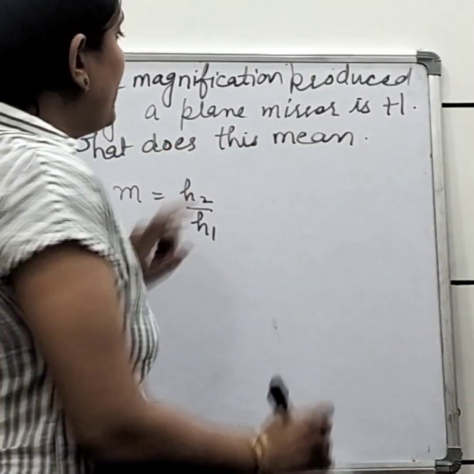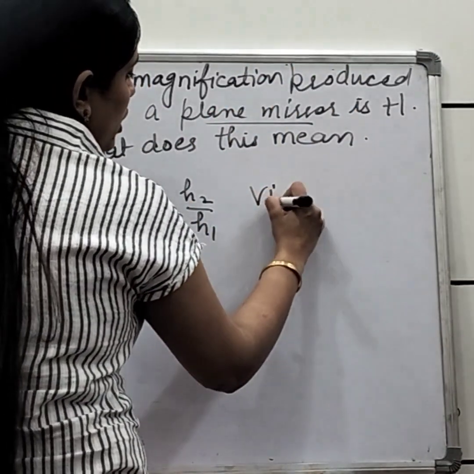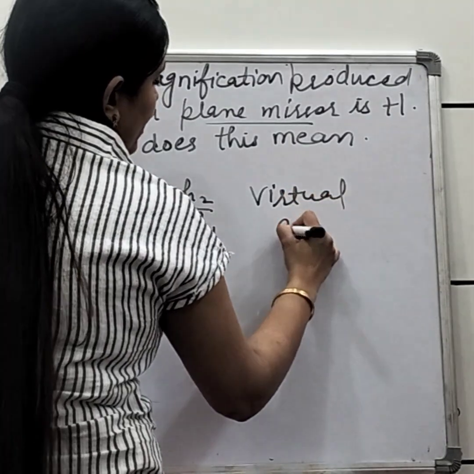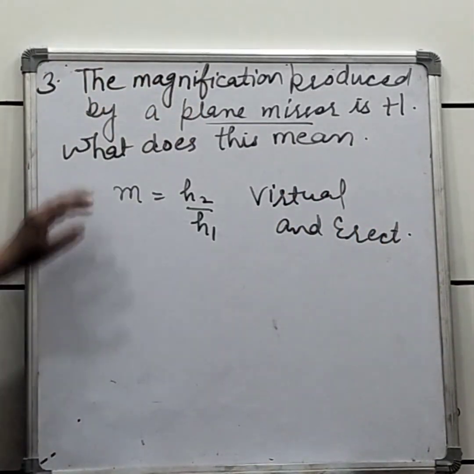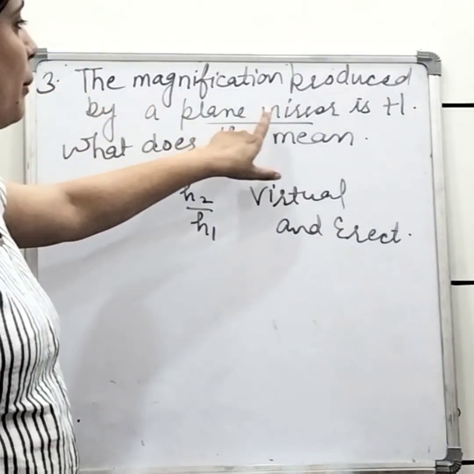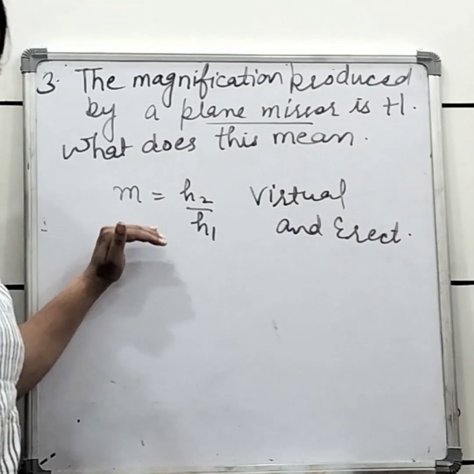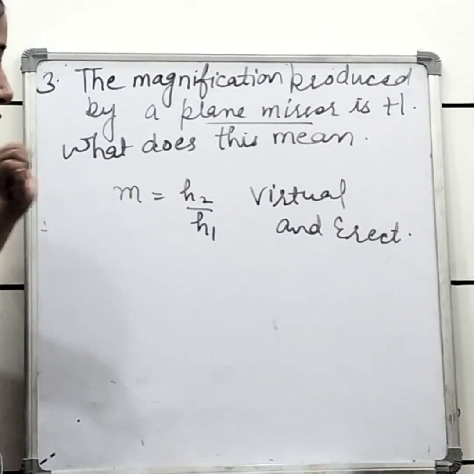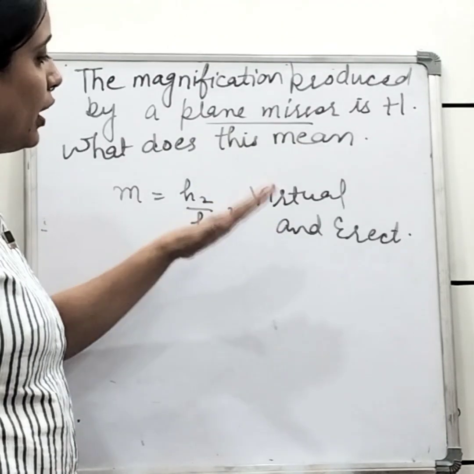And in the case of the plane mirror, we all know that the image produced is virtual and erect. So the magnification produced by the plane mirror is +1. What does this mean? It means the height of the image is equal to the height of the object, and secondly, the image will always be formed virtual and erect.